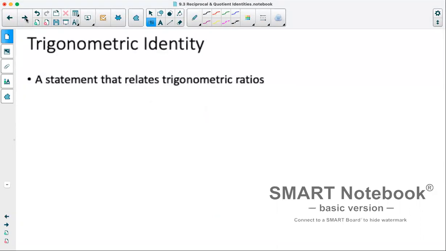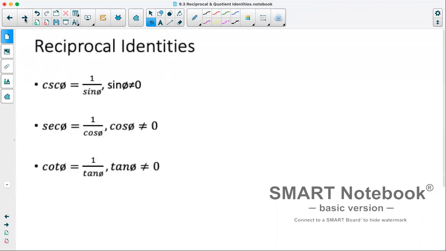So a trigonometric identity is a statement that relates different trig ratios together. Now, we have already actually talked about one set of identities, which is our reciprocal identity. So we talked about cosecant theta is equal to 1 over sine theta. Secant theta is 1 over cosine theta. Cotangent is 1 over tan theta. So those were known as our reciprocal identities because we are taking the reciprocal of sine, cos, and tan.